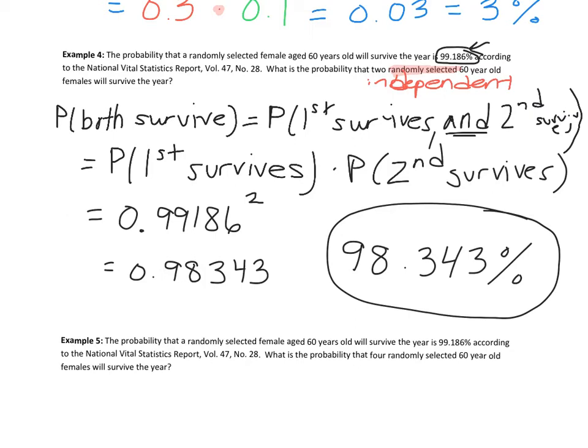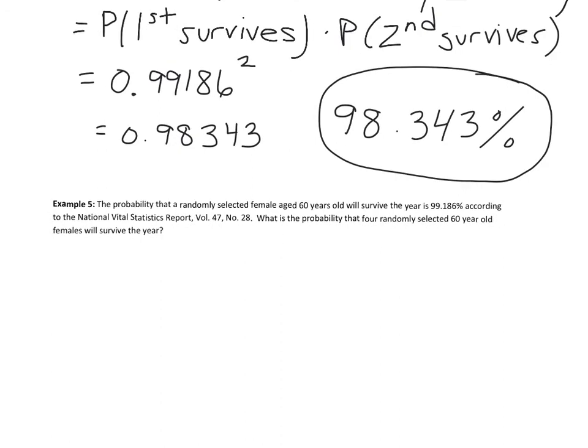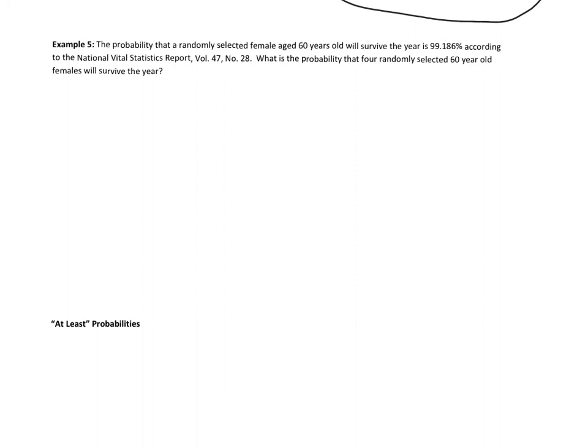Let's look at the same type of example. So we're still dealing with 60-year-old females surviving the year. And now we want to know the probability of 4 of these women surviving the year. All right, so you can probably figure this out on your own if you want to pause it and then play when you think you have the solution.